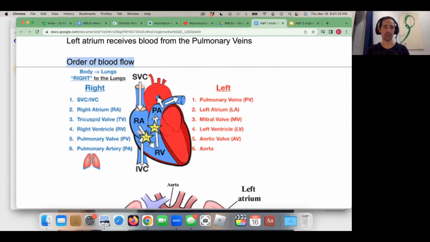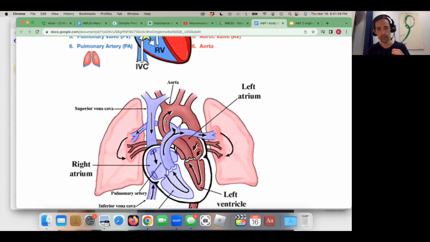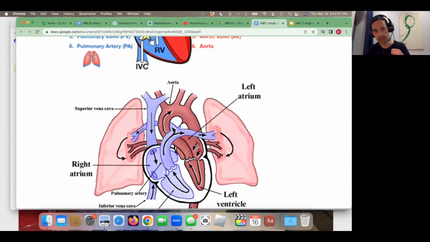So the blood goes out the pulmonary artery. Arteries go away from the heart. Veins come toward the heart. Arteries go away. Blood goes towards the lungs through the pulmonary arteries, and then it goes into the lungs, and the blood is exchanged from the arteries to the veins, and the veins bring it back to the heart. The pulmonary veins bring the blood. There's a clearer picture down here. The pulmonary veins bring the blood back into the left atrium.